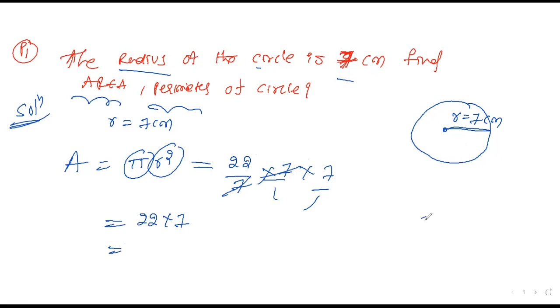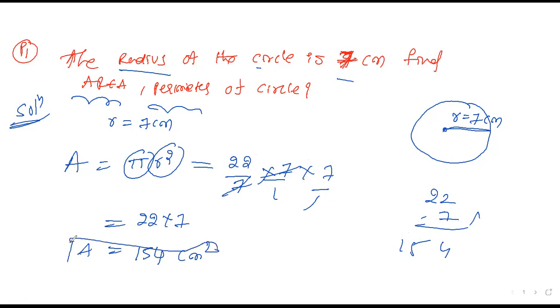22 times 7 is how much? Multiply: 7 twos are 14, 7 twos are 14 plus 1 is 15. So the answer is 154 centimeters square. The units are very important. Centimeter square, because it is 7 centimeter into 7 centimeter, centimeter into centimeter. That is the area of the circle, 154 centimeter square. Clear? The first thing is clear, I think. Please copy the answers.